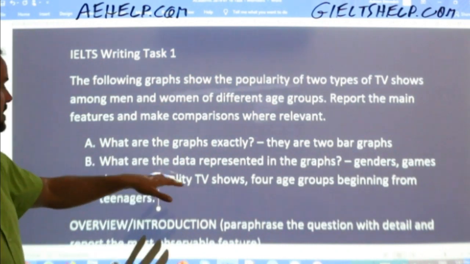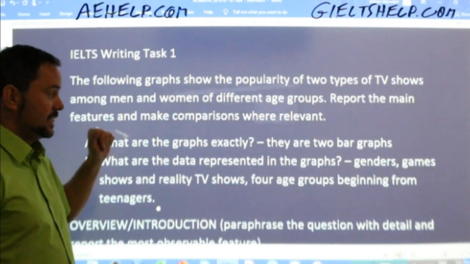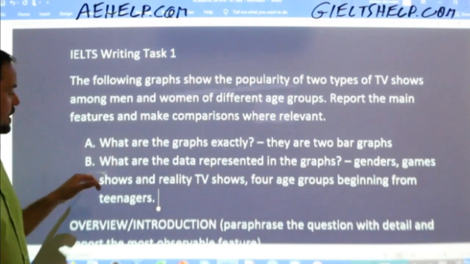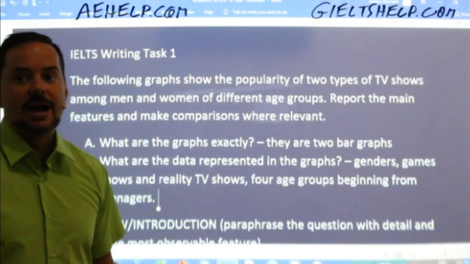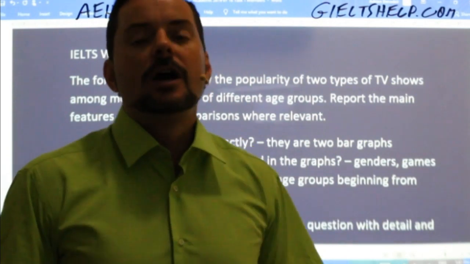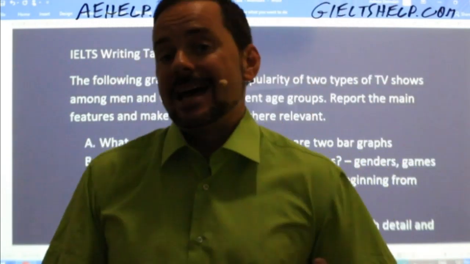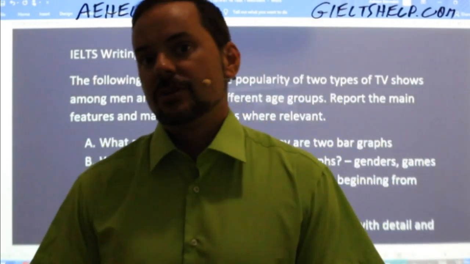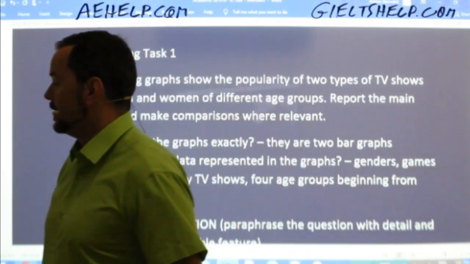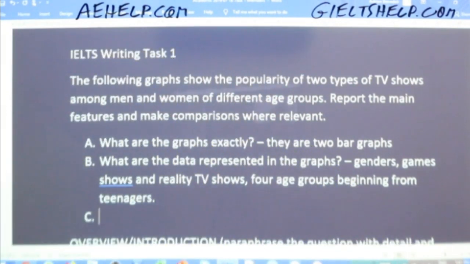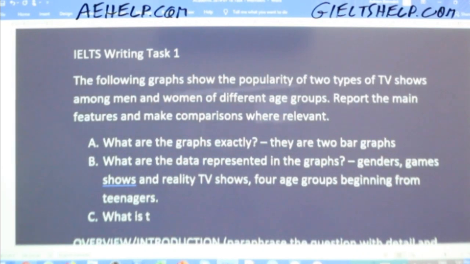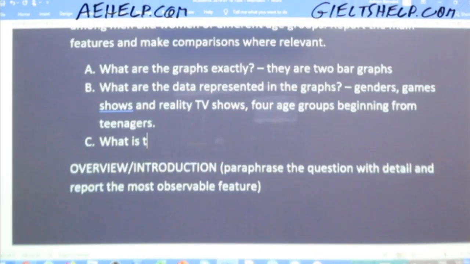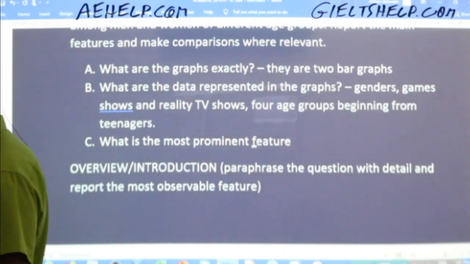What are the graphs exactly? Or sometimes it's a line graph in a table, so be careful. And then what are the data represented in the graphs? That's basically your overview when you're thinking about graphs, because that is an overview for a graph. What is the graph? What's the data in the graph? Okay? And then, of course, the one last question is, what is the most prominent, means obvious, feature? Okay, it's just a nice vocabulary there for you.